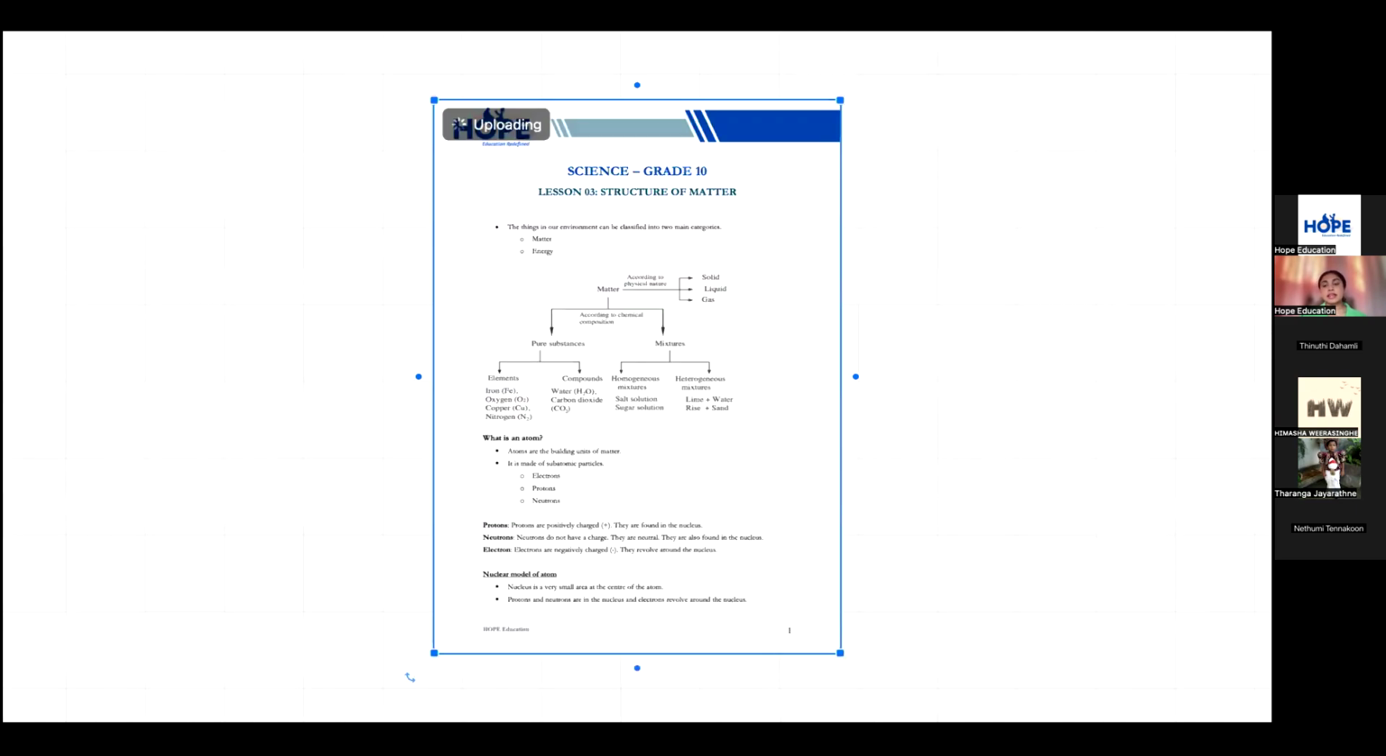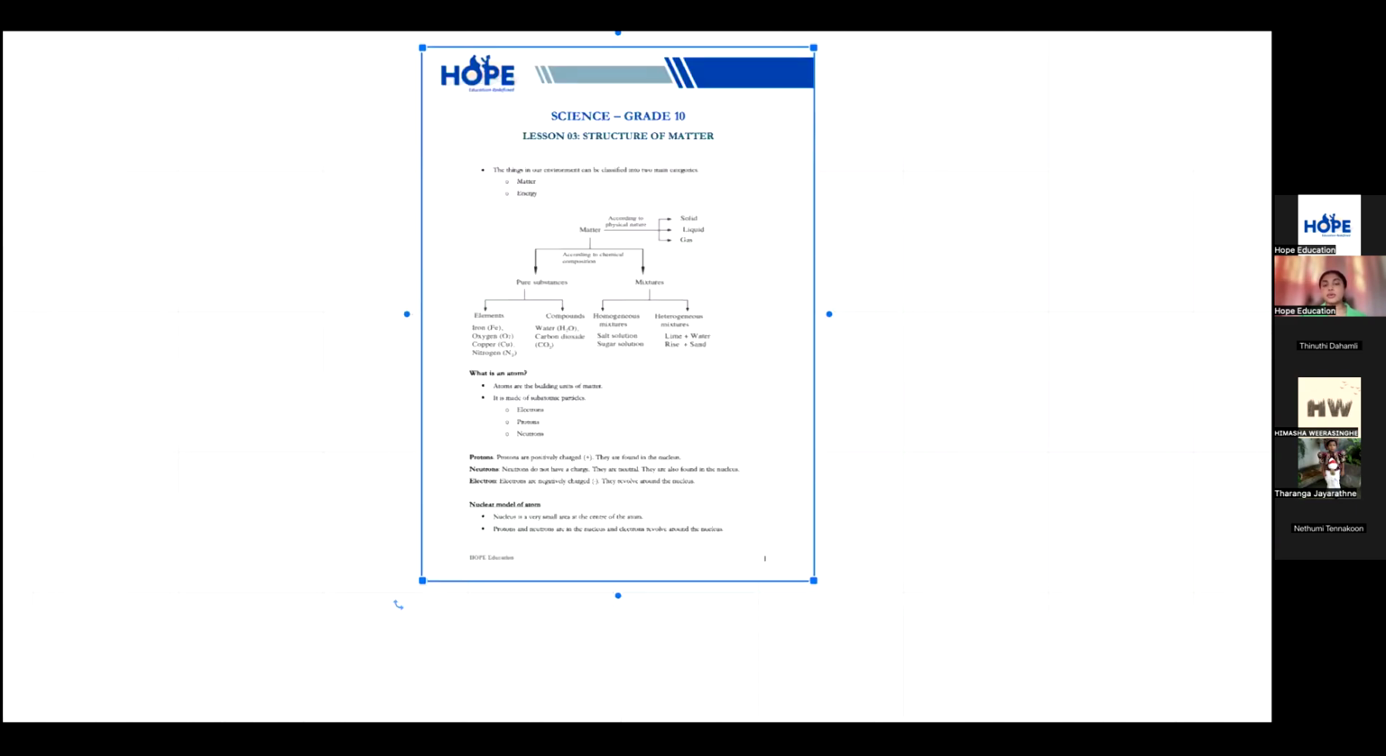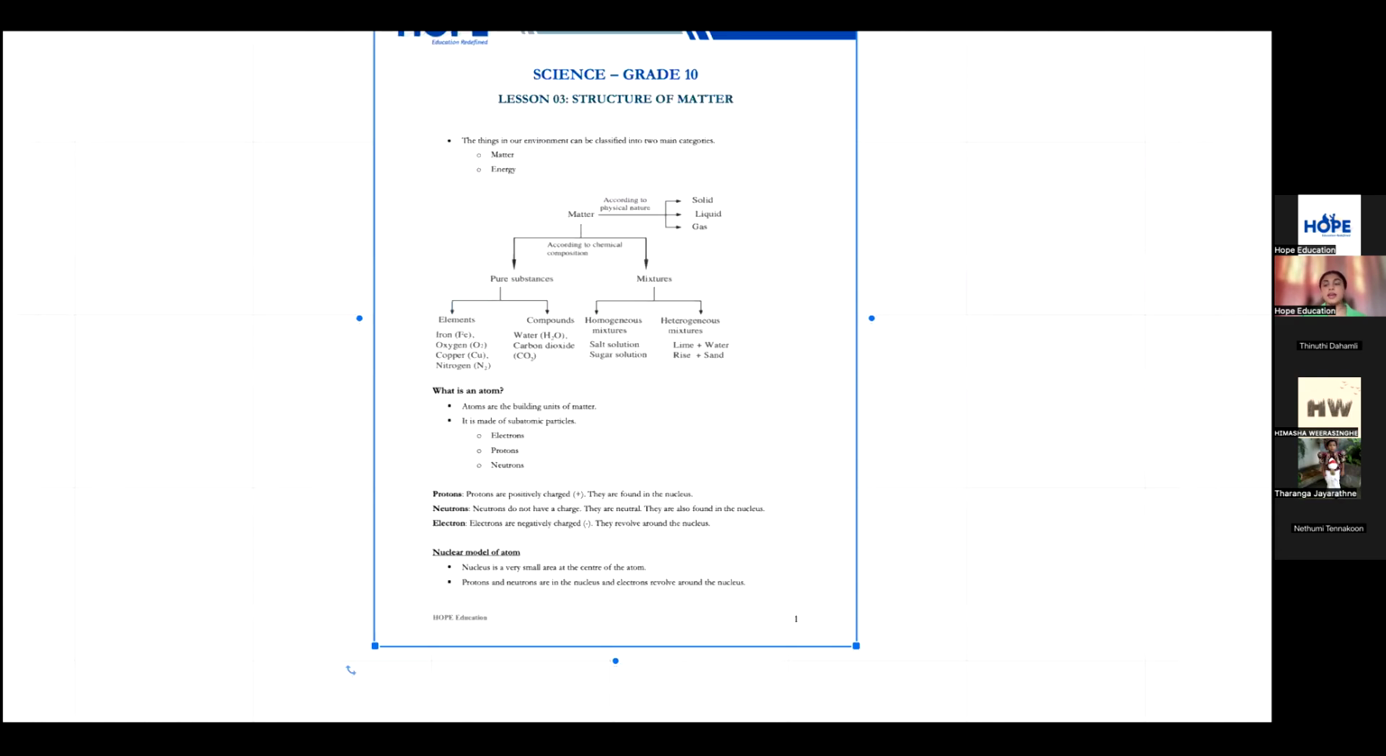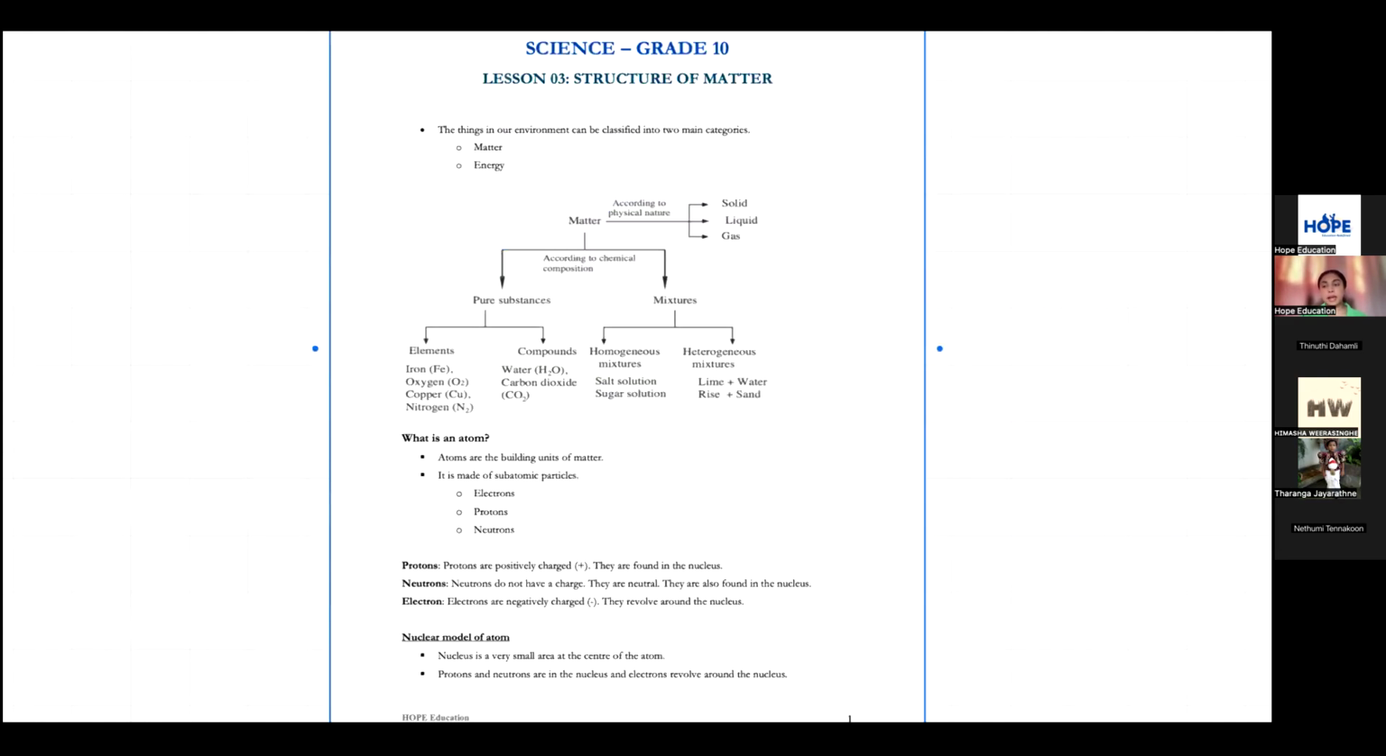So this is, Lamai, the third lesson of grade 10. In our classes, we have finished the first lesson and second lesson both. So we are actually doing the third lesson in the classes as well. And some of you are from my class, so they would know.